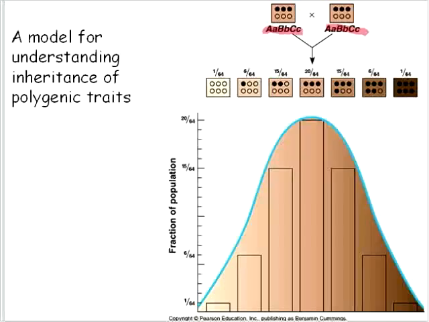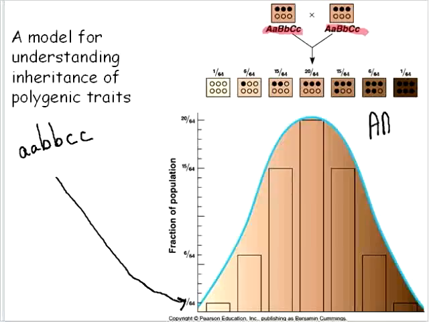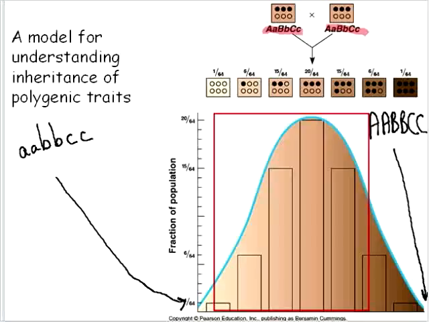For example, little a, little b, little c would be on this end of the spectrum. Big A, big B, big C would fall on this end. In between the two extremes would fall all of the different ranges, depending on the combinations. The completely heterozygous condition would fall right here in the middle.